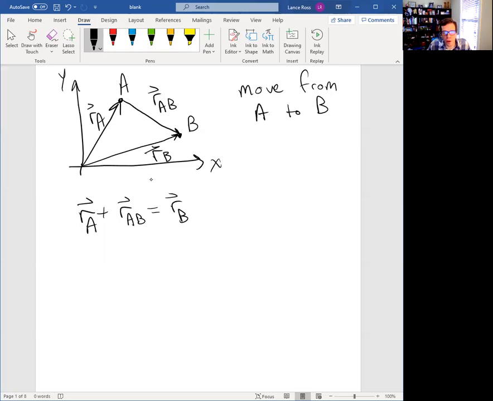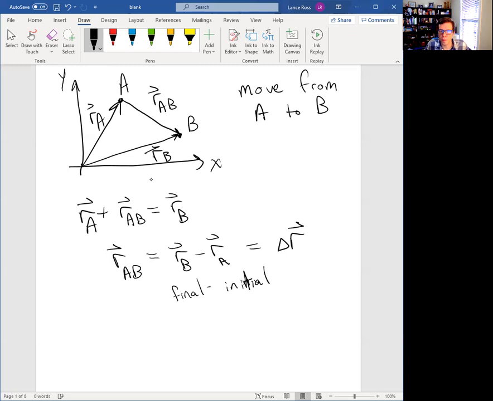All right, so if I solve this for the displacement, that's going to be the position of B minus the position of A. And this is why you'll usually see it written as a delta, right? We have final minus initial, right? Which is our delta notation.